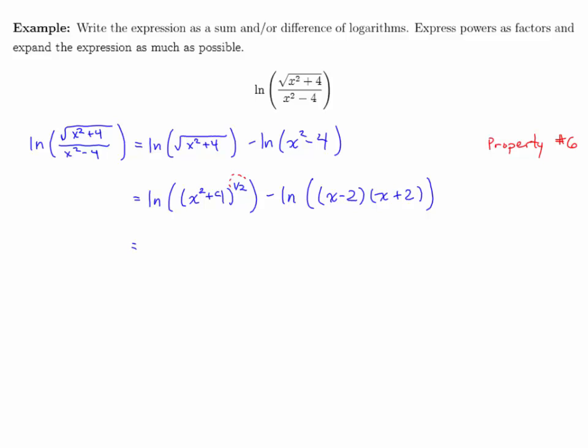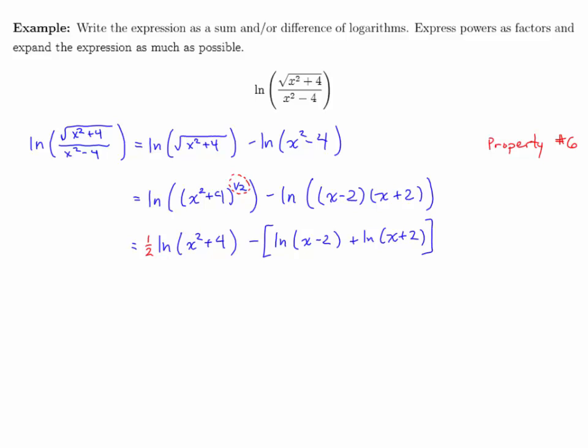Okay, so now that we've done this, we can apply that power rule. We see that we have this 1/2 in the exponent, so that will become 1/2 times the natural log of x squared plus 4. And the x squared plus 4 is prime, so that natural log of x squared plus 4 is done being simplified. Looking at the second logarithmic expression, we have the natural log of this x minus 2 times x plus 2, and that's a product. So we're going to be able to split this into the natural log of that first factor, which is x minus 2, plus the natural log of x plus 2.